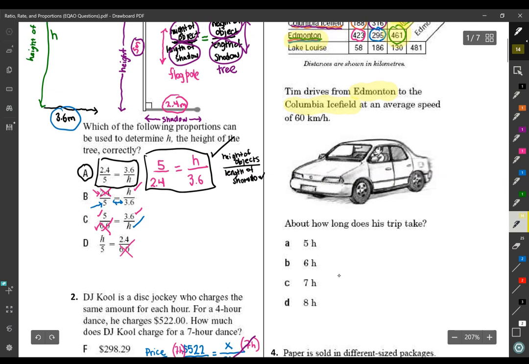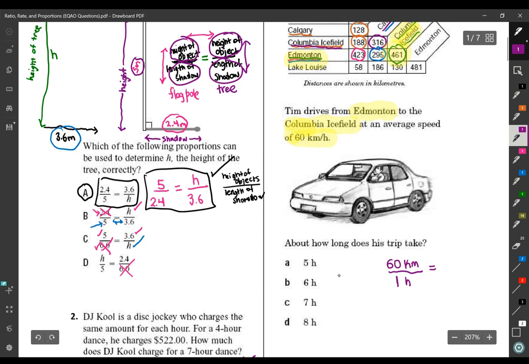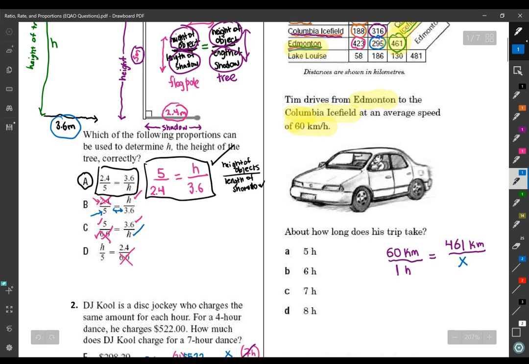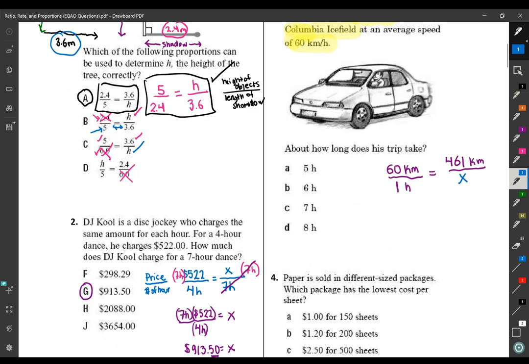So I know, if we're driving at a rate of 60 kilometers an hour, that we travel 60 kilometers in 1 hour, right? That's what 60 kilometers per hour means. It's a unit rate. And I want to know, how long will it take to drive 461 kilometers? So I put X for the time because that's what I'm trying to figure out. Okay? So what I'm going to do now is solve for X.